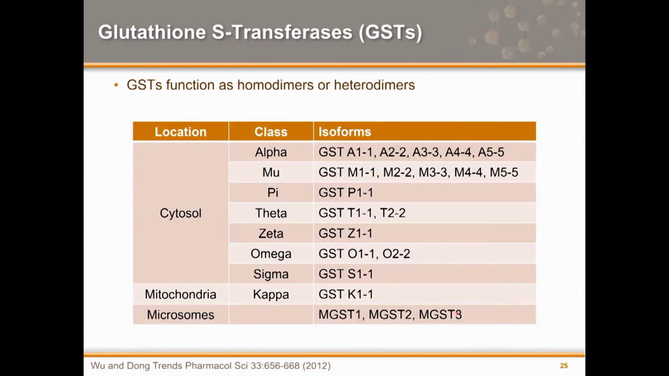Glutathione conjugation is catalyzed by the Glutathione S-Transferases, or GSTs. And these GSTs function as either homodimers or heterodimers within their class. The major isoforms are shown here. So for example, in the alpha class, you could get homodimers or heterodimers of any of these, catalyzing these reactions.